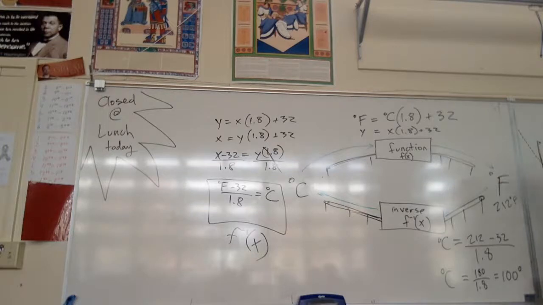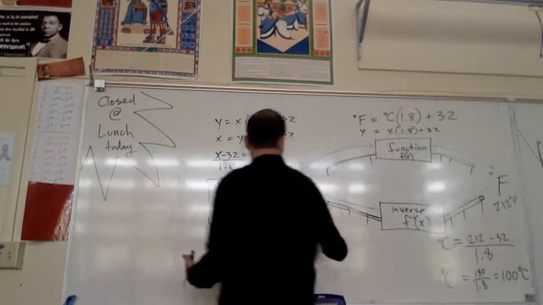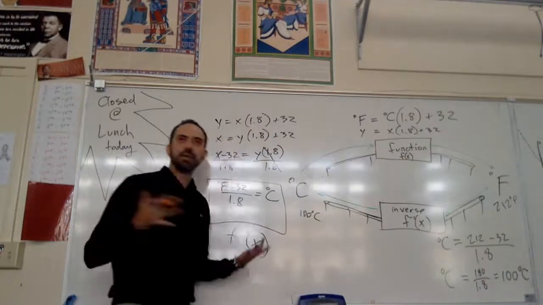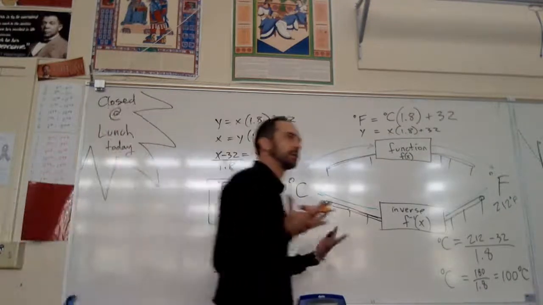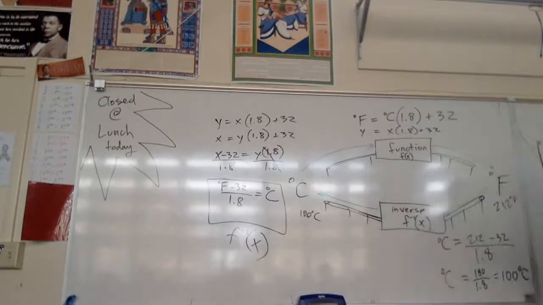100 degrees Celsius. Let's see about that. I put in 212 degrees Fahrenheit. Isn't that where water boils? It is where water boils. I got an output of 100 degrees Celsius. Do those seem to be equivalent values, equivalent temperatures? They're equivalent. They're just in a different scale, Fahrenheit versus Celsius.